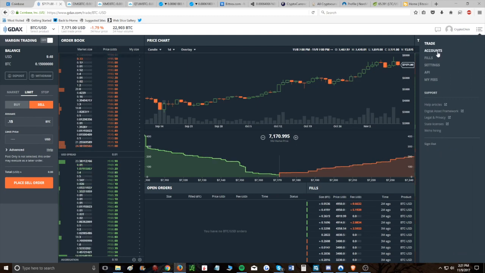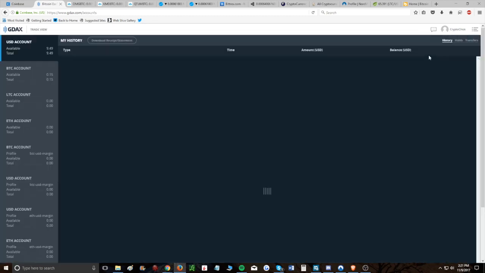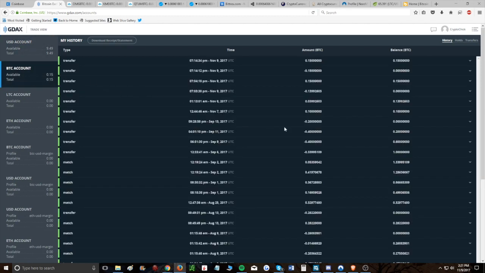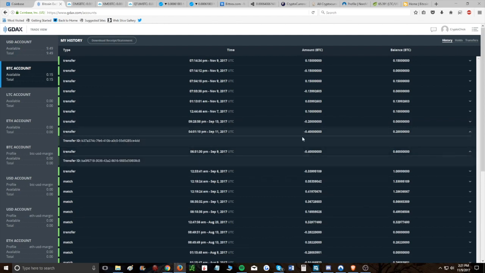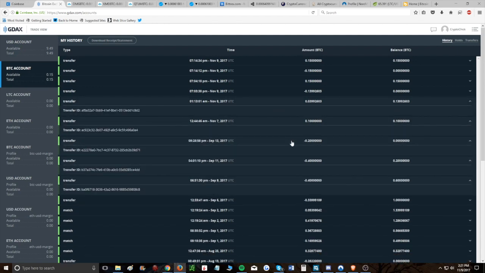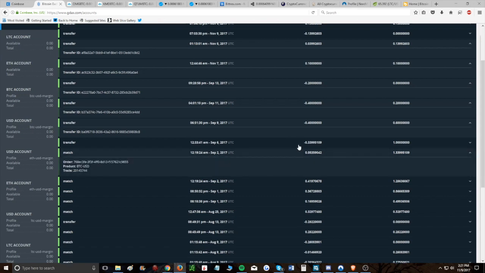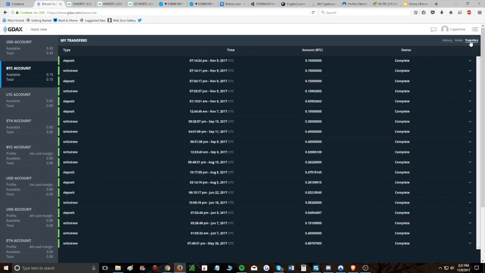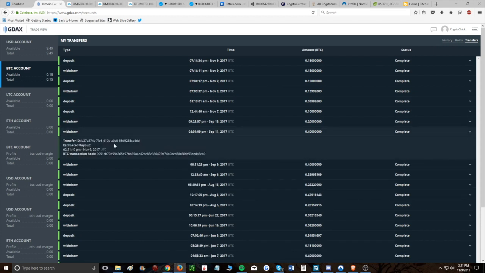Now if we come over here to accounts and Bitcoin account, let's go down here and try to find one that has an ID. Transfers. Okay, that's what I'm supposed to hit. So hit transfers, and you could actually watch your funds. And here it is, the Bitcoin transaction hash. So say I'm sending, this one was 0.4 Bitcoin to probably Bittrex or something of the sort.